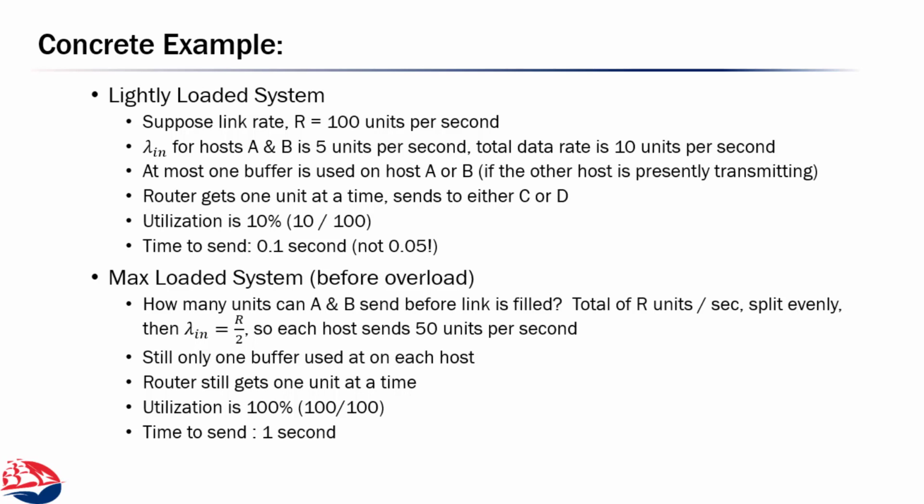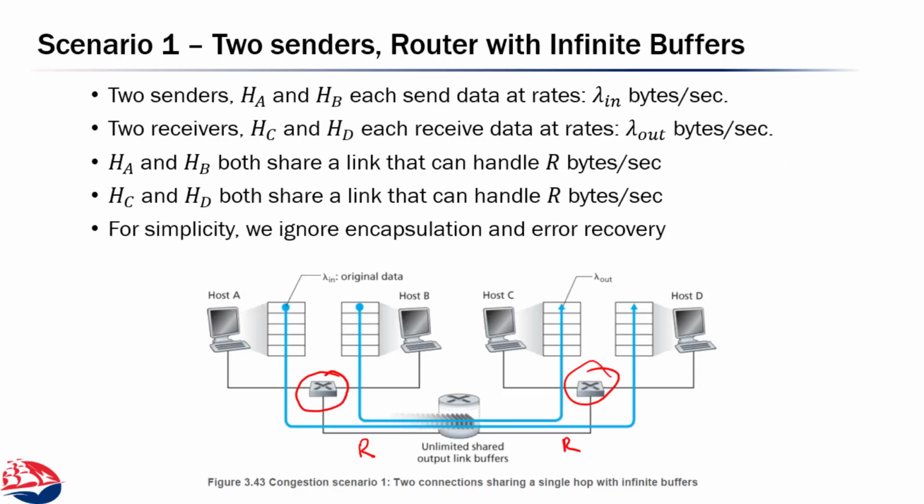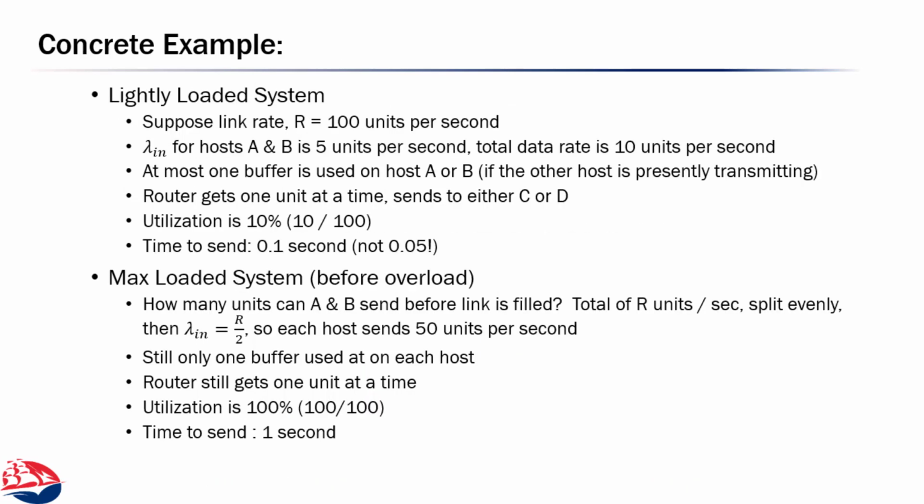So in the first case, I considered a lightly loaded system. If we go back to this picture, hosts A and B are both sending small amounts of data relative to the size of R. Hosts C and D are completely ready to receive data. They're not straining to pull any data off of the wire. So for example, if the link rate is 100 units per second, and lambda in for each of hosts A and B is 5 units per second, the total data rate is only 10 units per second.